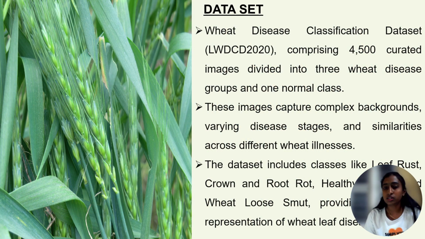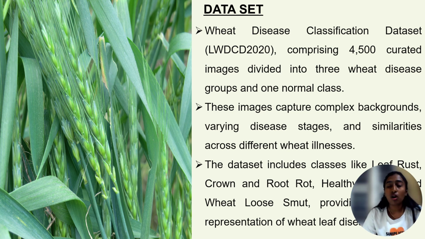As I told in the previous slide, the dataset is the most important part, where wheat disease classification uses the LWDCD 2020 dataset. Here we are including around 4,500 curated images divided into three disease groups and one normal class. As I told, the dataset not only includes the affected wheat leaves, it also includes the normal healthy wheat leaf. These images capture complex backgrounds, varying disease stages and similarities across different illness.